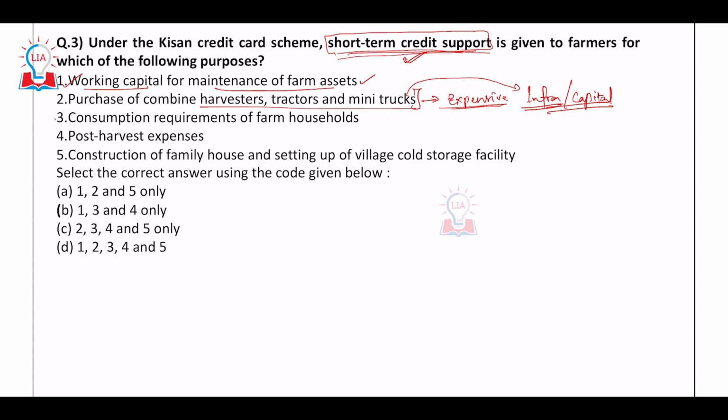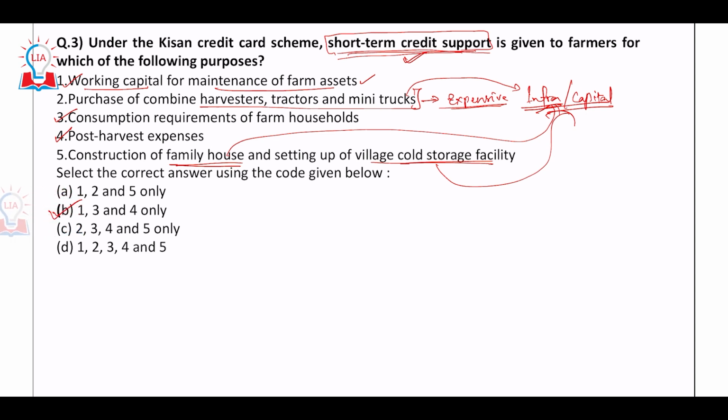Consumption requirements of the farm households, that is absolutely right. Post-harvest expenses, again, that is for short term itself. Construction of family house, look at this. This is an asset creation. Again, as I told you, that would be expensive. It has to be for long term. Cold storage facility, again, infrastructure or capital, long term. So the only possible options are 1, 3, and 4 here, right? You have option B. So it was a pretty easy question, right?